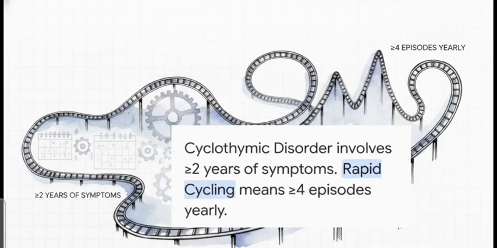First up, cyclothymic disorder. Pay attention to the timeline here. It requires at least 2 full years of fluctuating hypomanic and mild depressive symptoms. It's lower grade, sure, but it is a highly persistent, exhausting roller coaster. Then there's rapid cycling. This is incredibly taxing on the patient. We're talking about experiencing 4 or more distinct mood episodes within a single year.